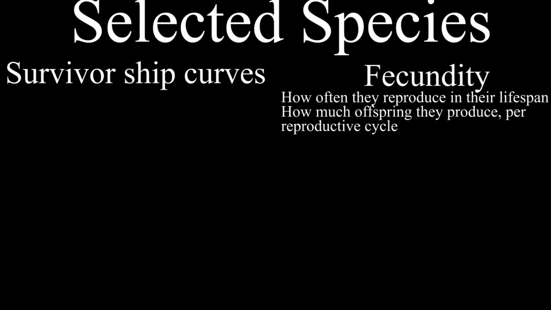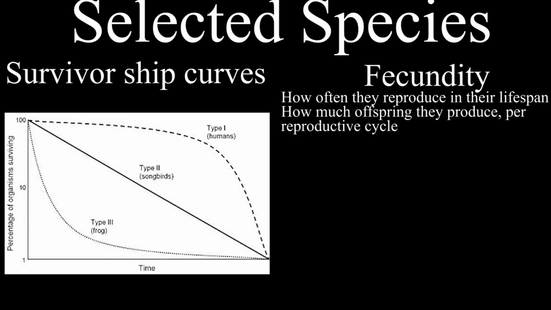Now, whether a species is considered a K-selected or R-selected species depends on a few factors: their survivorship curve and their fecundity. The fecundity I've already covered a bit. This involves the amount that they reproduce in a single lifespan and the amount of offspring they produce in a single reproductive cycle. The survivorship curves are ways of generalizing a population growth over time.